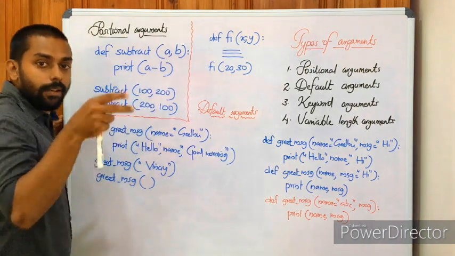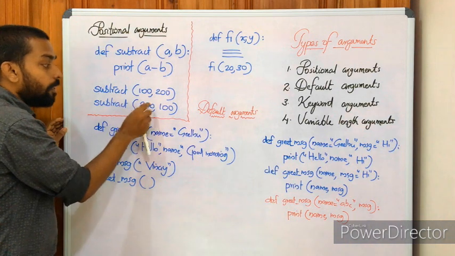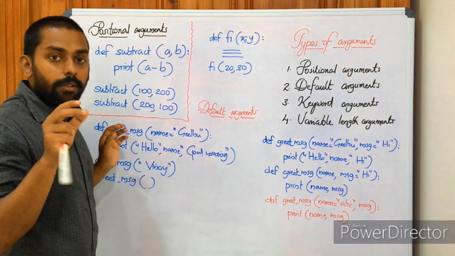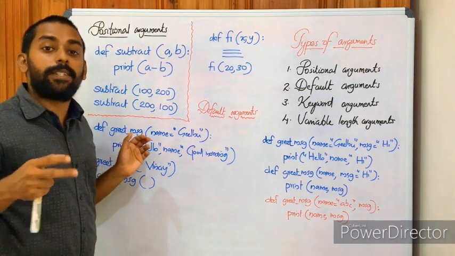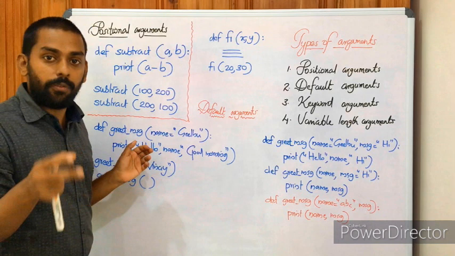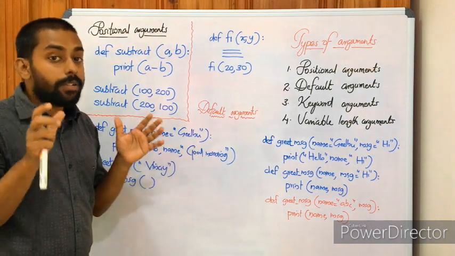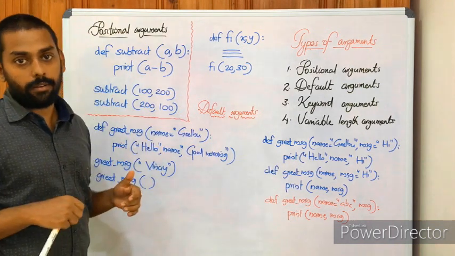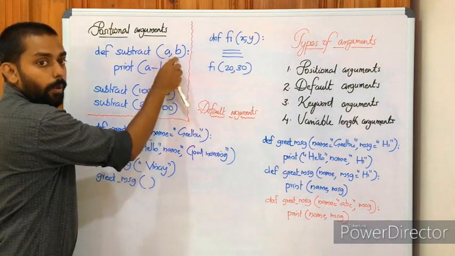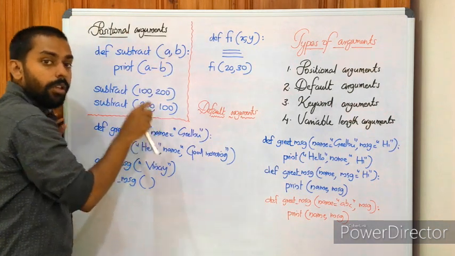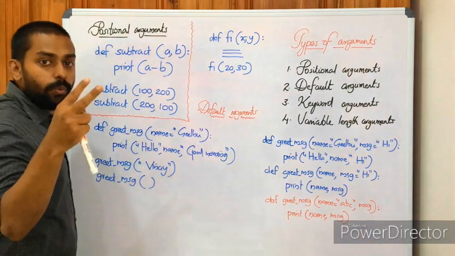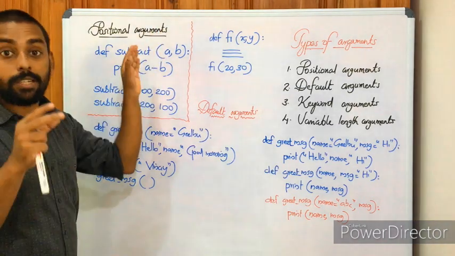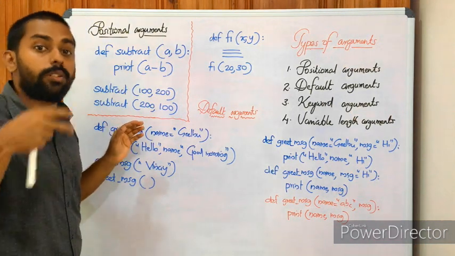Then it gives the result minus 100. Suppose we change the order to 200, 100. 200 will be assigned to a, 100 to b, and this time we get 100 as the result. So when changing the position or order, we may get a different result. But if you change the number of arguments or parameters, it results in an error. Here we have two formal parameters, so in the calling function we must have two actual parameters. That's all about positional arguments, based on the positional order.